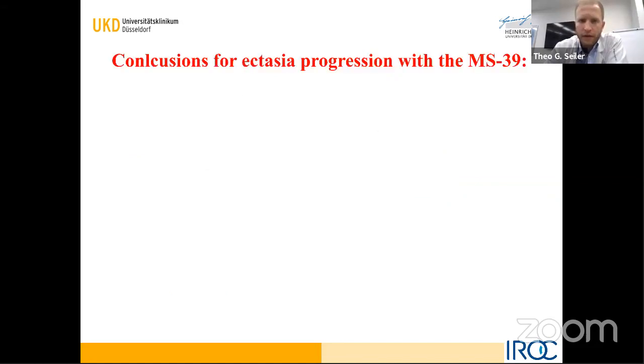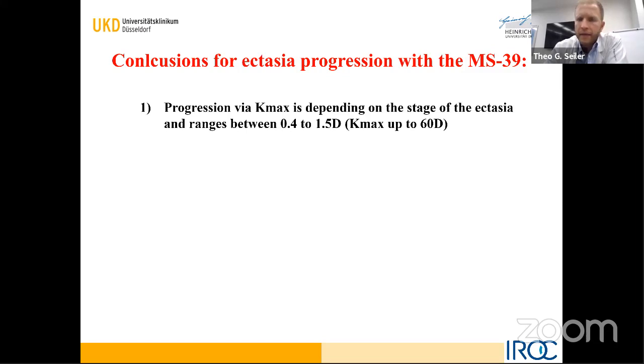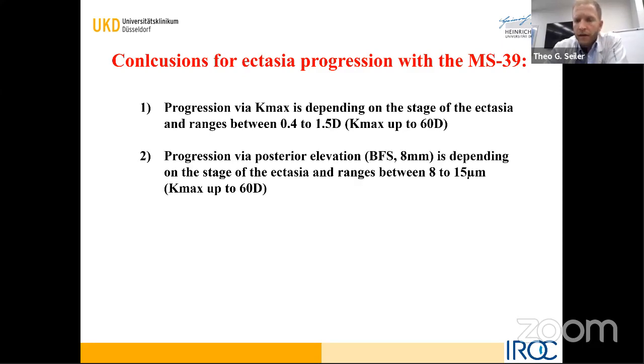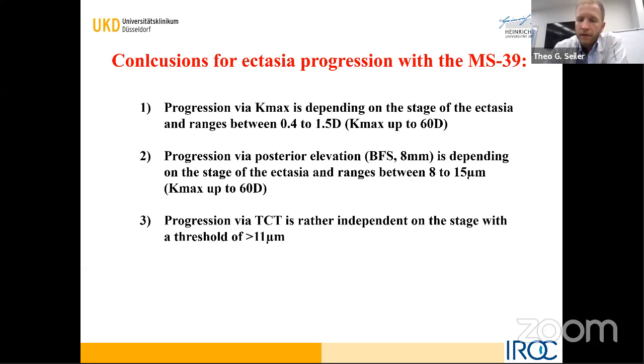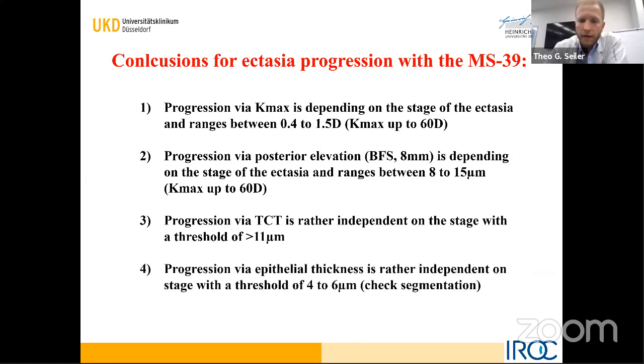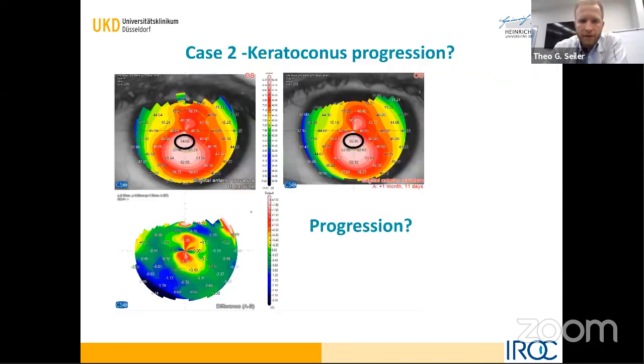So in conclusion, we can say for the MS39 that Kmax depends on the stage of the ectasia and ranges between 0.4 up to 1.5 diopters if we only include cases up to 60 diopters. For the maximal posterior elevation, this is again between 8 microns and 15 microns, but that's also only valid in cases with Kmax up to 60 diopters. Progression definition with thinnest corneal pachymetry is rather independent of the stage, and you can use the threshold of 11 microns. And for the epithelial thickness, you first have to check that it is properly segmented. Afterwards, you can say that if there's a decrease between 4 to 6 microns, you can determine a progression and therefore indicate cross-linking.